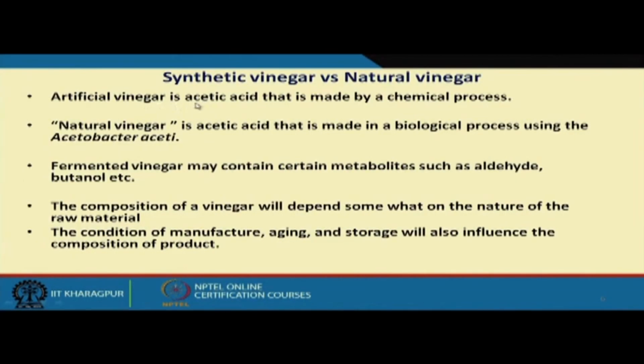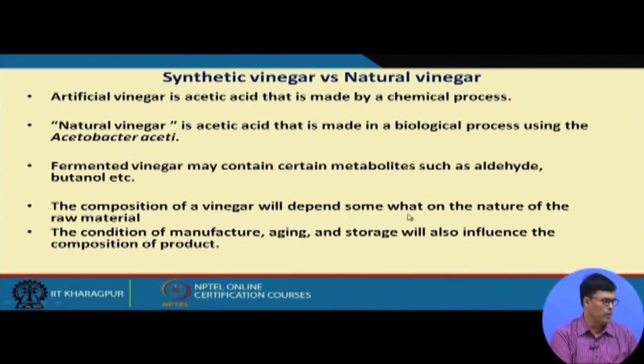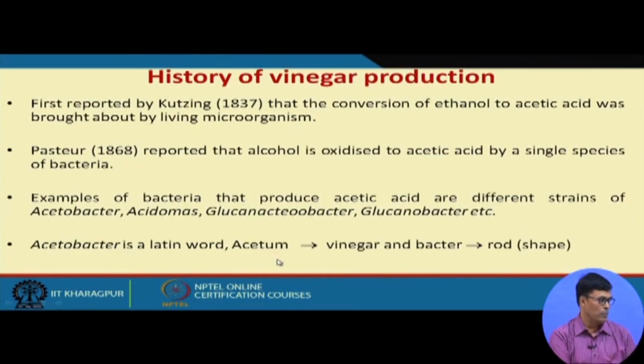So here, artificial vinegar is the acetic acid made by a chemical process, as I mentioned. Natural vinegar is the acetic acid made by the biological process using Acetobacter aceti. The fermented vinegar contains certain metabolites such as aldehydes, butanol and others, maybe because of alcohol and some other components. The composition of vinegar depends on the nature of the raw materials. The conditions of manufacture, aging, and storage will also influence the composition of the product. This is a very important point we should keep in mind.